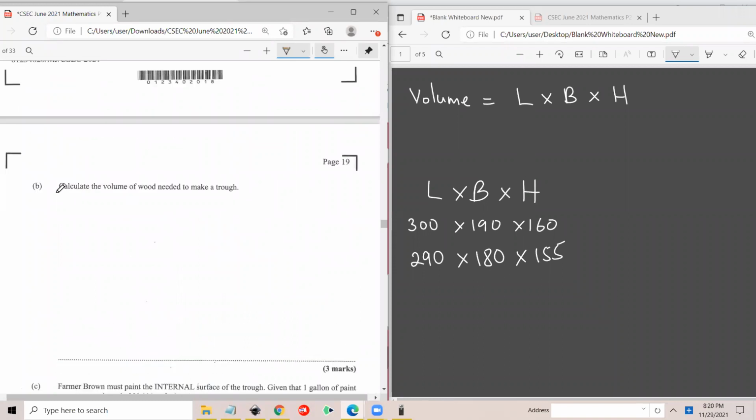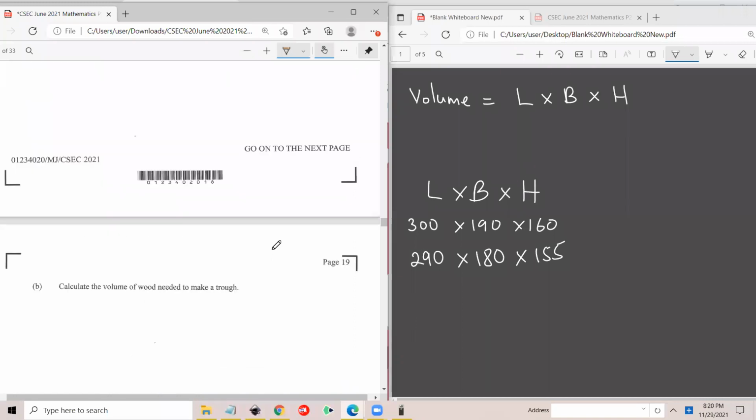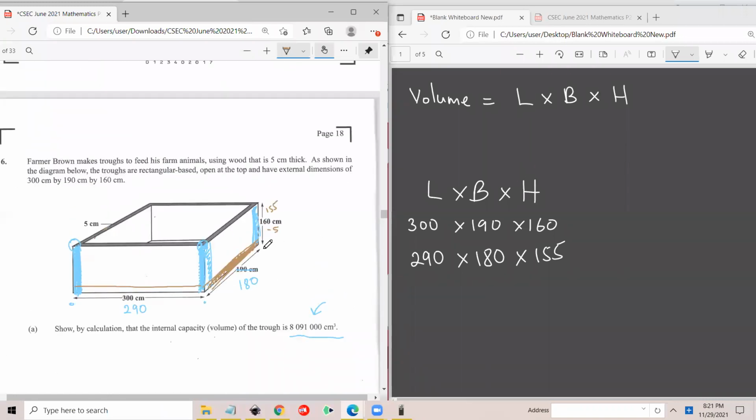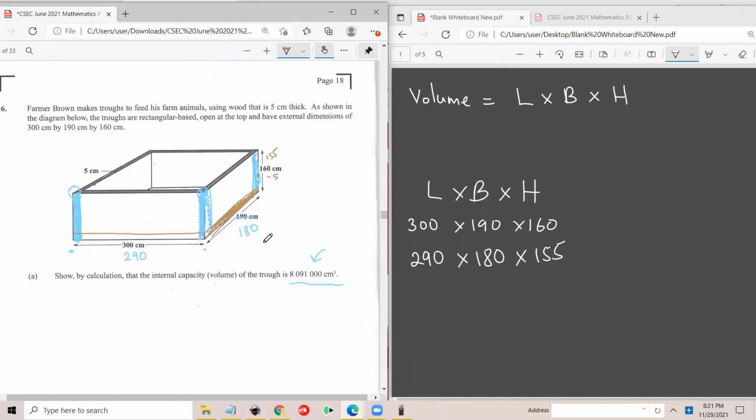So the next one here, they want you to calculate the volume of wood needed to make the trough. Now this one here is going to be real easy, right? To calculate the volume of wood needed, all you have to do is find the total volume. Remember these two values here? Remember, this top one will give you the outside volume, and the one underneath giving you what? The inside volume.